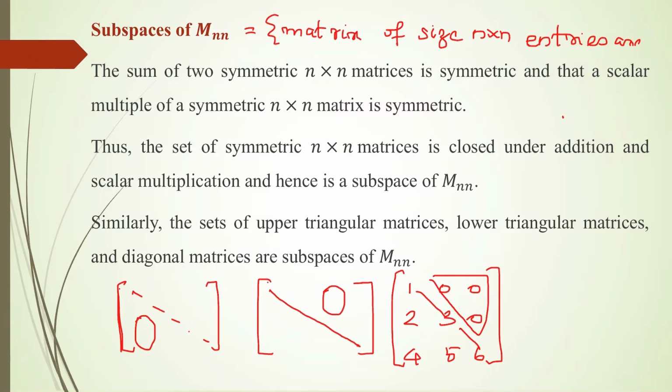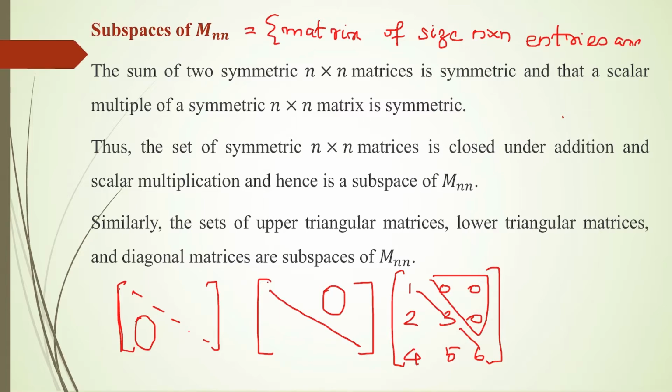And it's easy to see that if you add two lower triangular matrices, you will get another lower triangular matrix. And if you multiply a lower triangular matrix with some scalar k, again you will get a lower triangular matrix. So the collection of all lower triangular n by n matrices is closed under addition as well as scalar multiplication. Hence, it is a subspace of Mn.